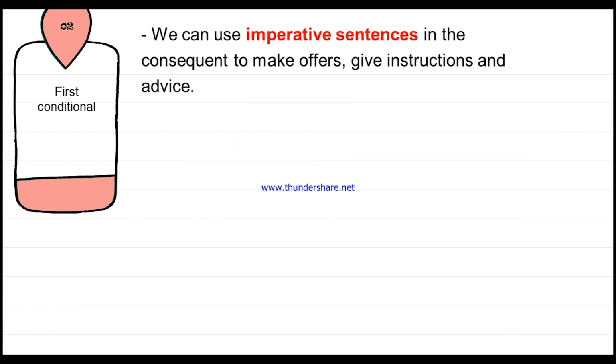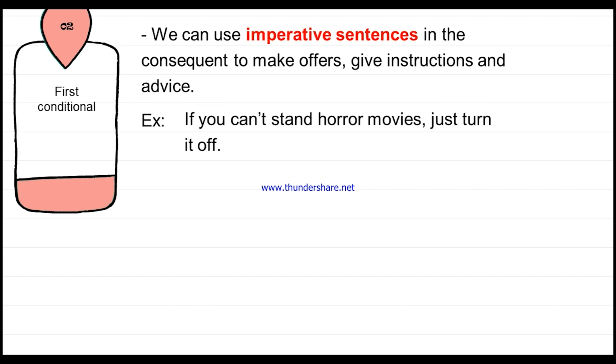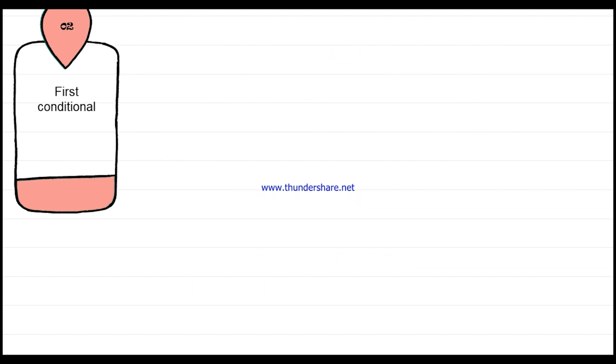In the first conditional, you can use imperative sentences in the consequent to make offers, give instructions, and advice. For example, if you can't stand horror movies, just turn it off.